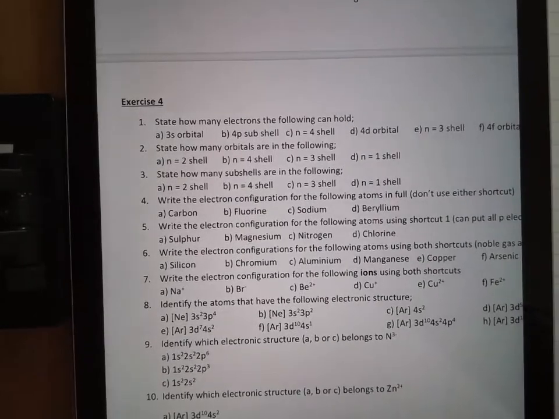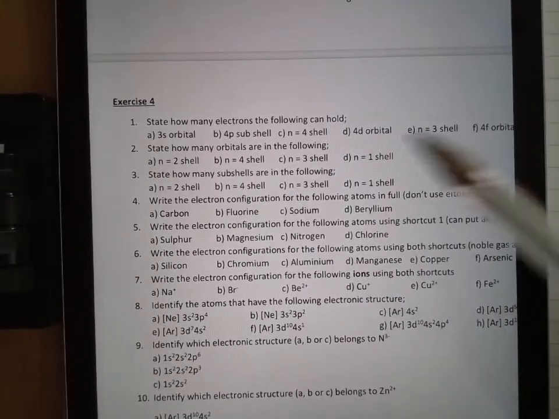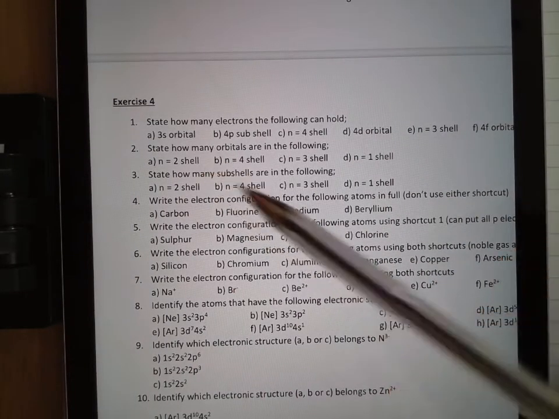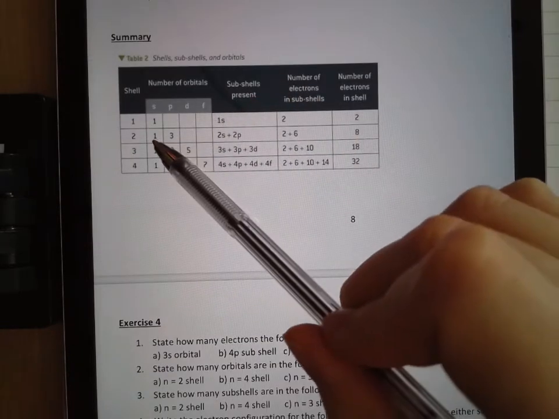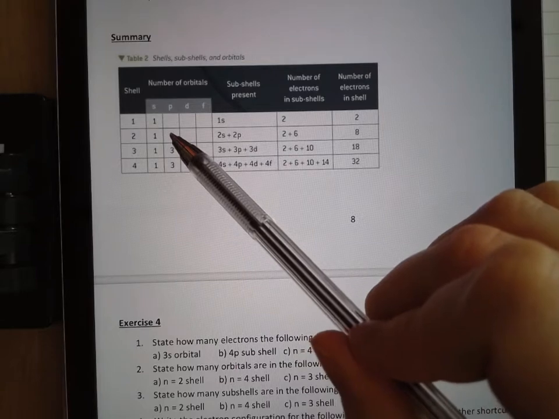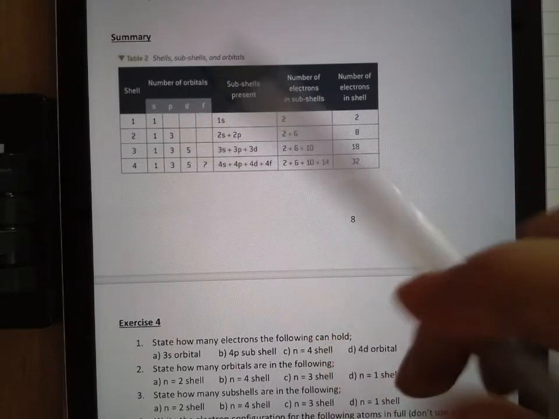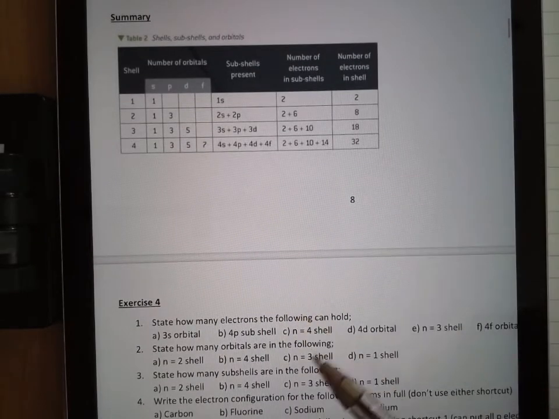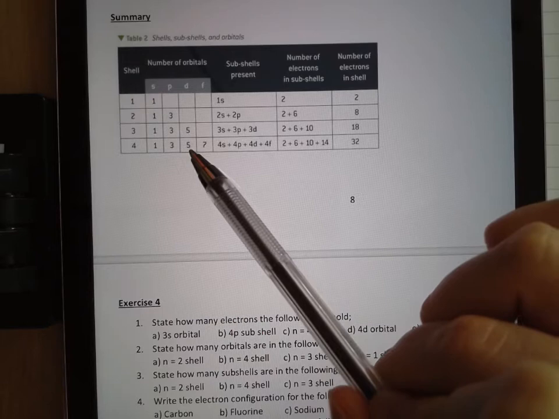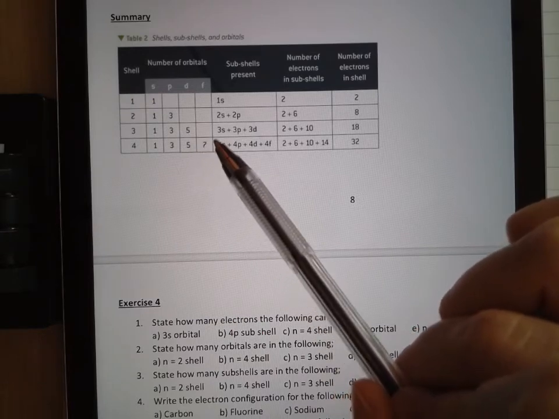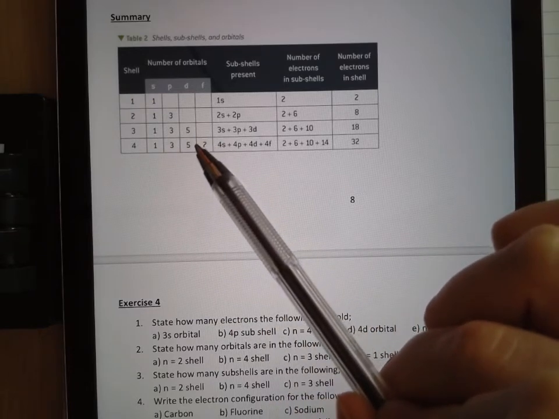The next question asks you how many orbitals are in the following. So in the second shell, how many orbitals do you have? In the second shell, you've got 1 s orbital, you've got 3 p orbitals, so you've got 4 orbitals in total. How many orbitals do you have in the 4th shell? You've got 1 s, 3 p, 5 d's, and 7 f's. In total, in the 4th shell, you've got 16 different orbitals.